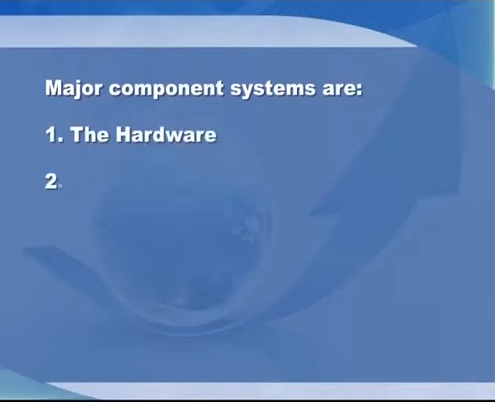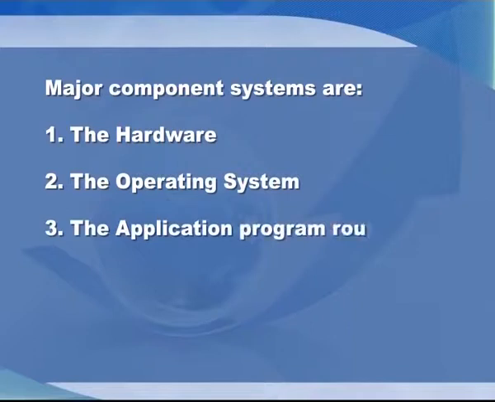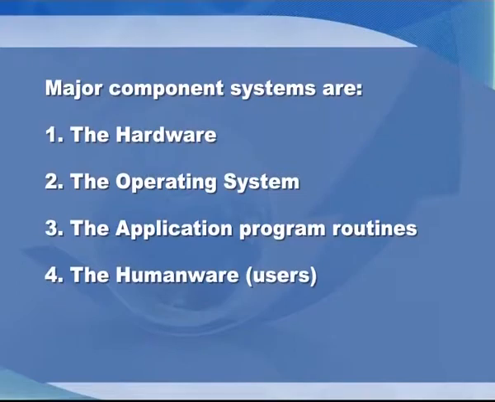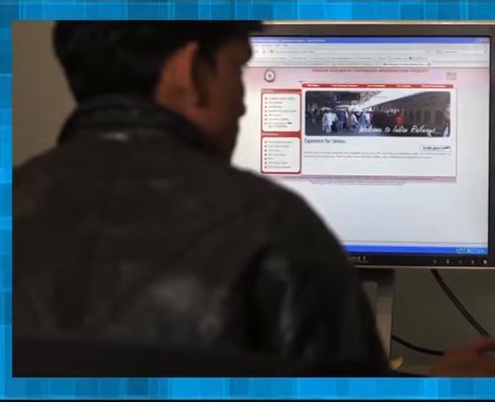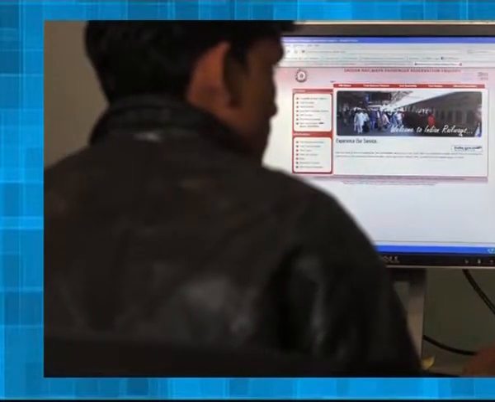The major component systems are: 1. The hardware, 2. The operating system, 3. The application program routines, 4. The humanware or the users. Where hardware provides the basic computing resources, the application program routines define the way in which these resources are used to solve the computing problems of the users, and operating system controls and coordinates the use of the hardware among the various application programs for the various users.